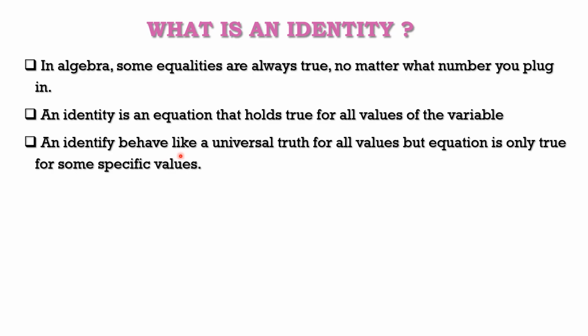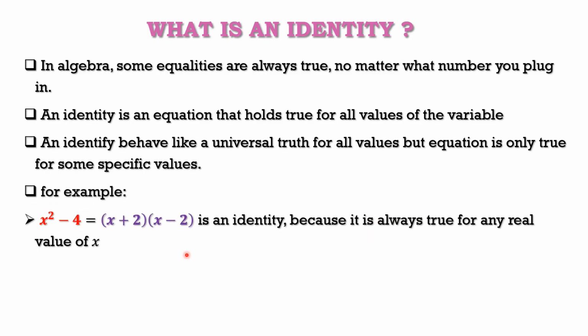An identity behaves like a universal truth for all values, but an equation is only true for some specific values. So here we are supposed to know the difference between identity and equation. For example, we have x squared minus 4 is equal to (x plus 2)(x minus 2). This expression here is an identity.